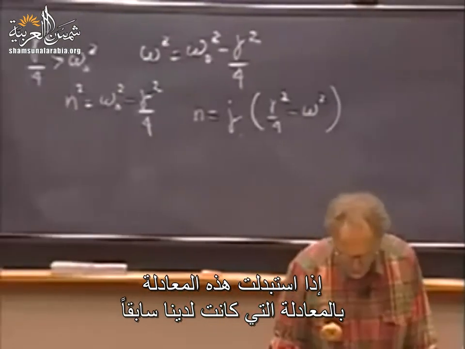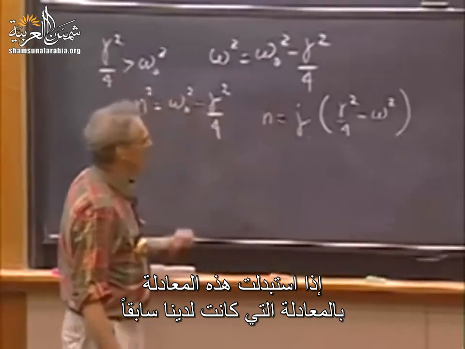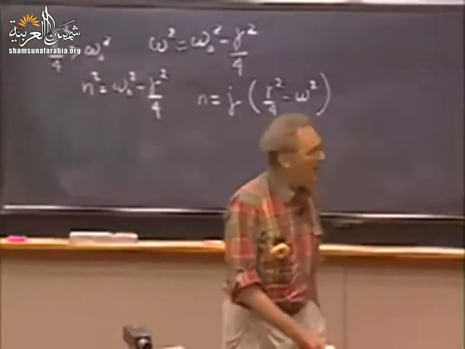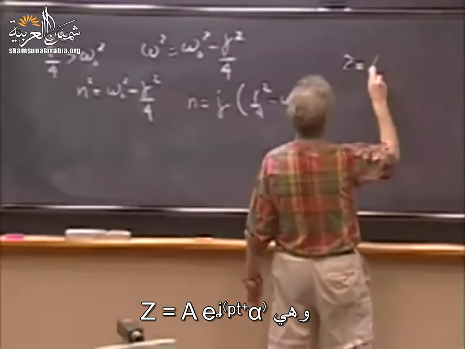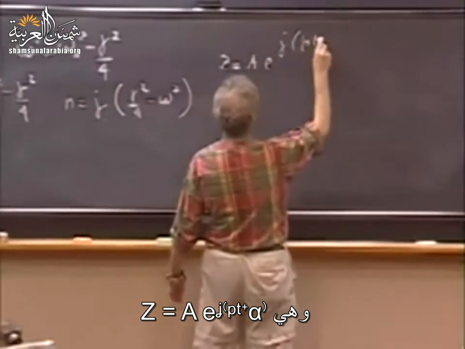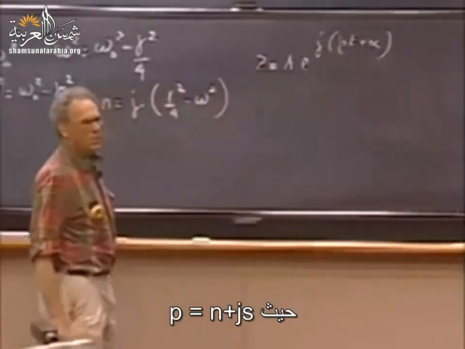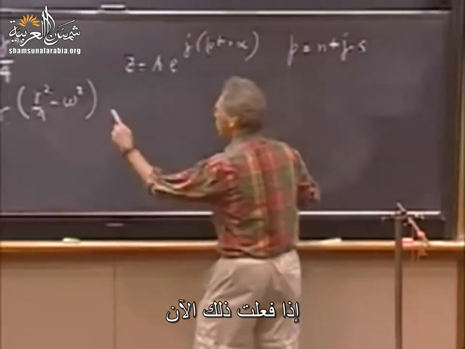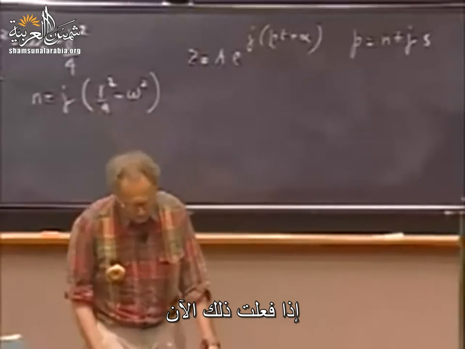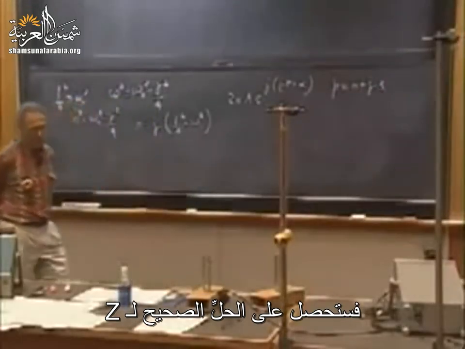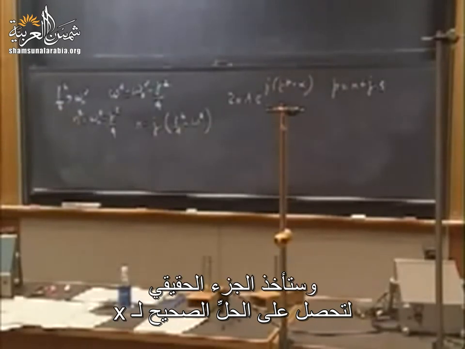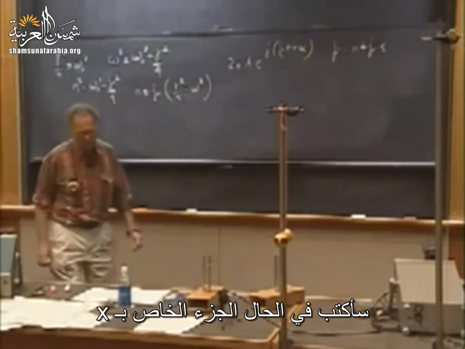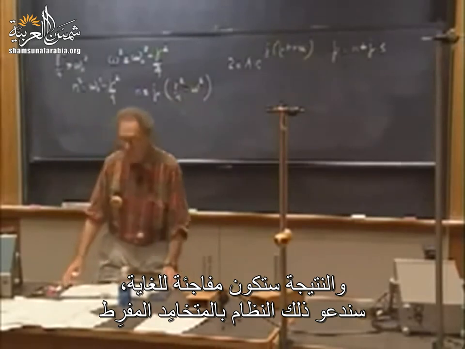Sorry. If now you substitute this back in the equation that we had earlier, when we had the equation that z was a times e to the power j pt plus alpha, and then p was n plus js, remember? If you do that now, and you turn the crank, then you get the valid solution for z, and you take the real part, and you get the valid solution for x. And I will write it down immediately in terms of x. And the outcome is very surprising.